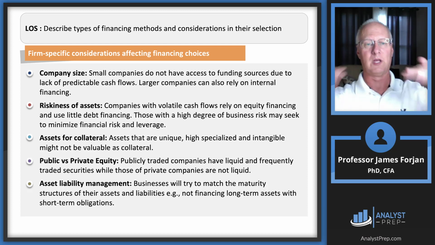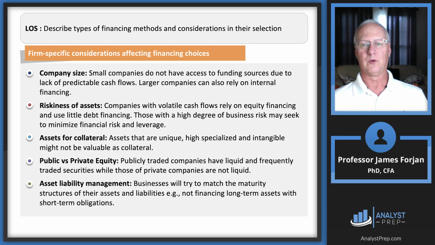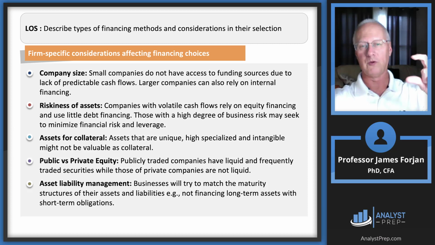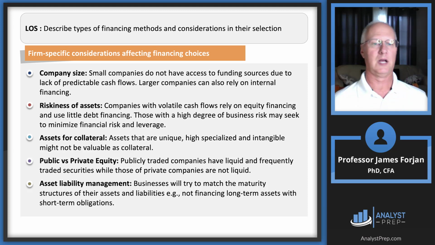Remember a few moments ago I did the linking here. So this is what I'm talking about, asset liability matching. Businesses will try to match the maturity structure over here with the maturity structure over here. So if we're trying to finance accounts receivable over here, we'll try to match them with a similar size and amount of accounts payable.